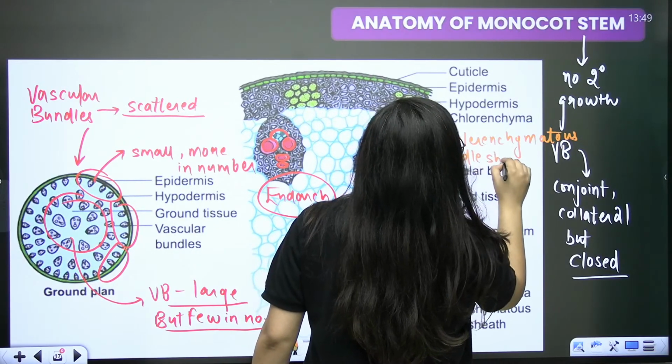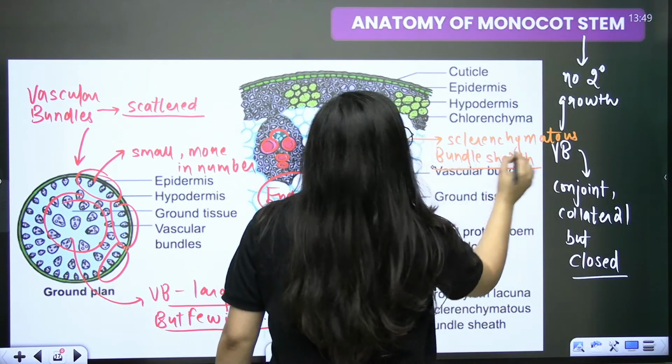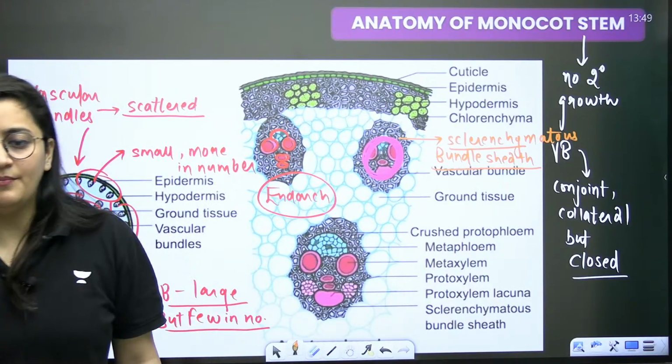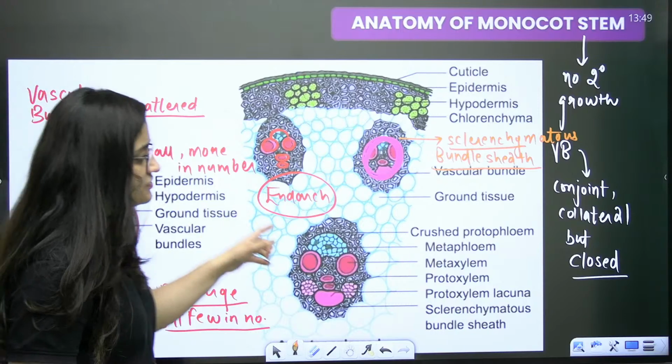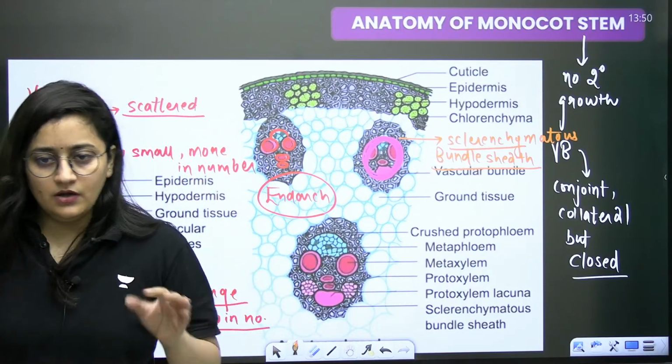So what is a bundle sheath? It is a layer of cells which is surrounding the vascular bundle, and here it is sclerenchymatous. This is what you need to keep in your mind. That's all.